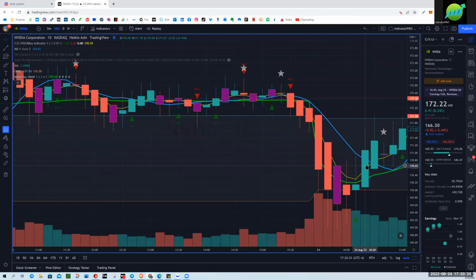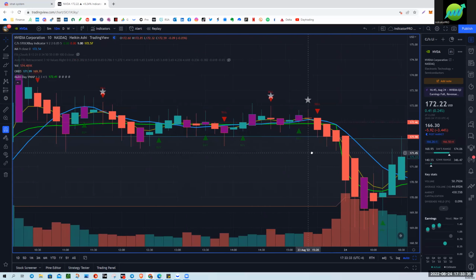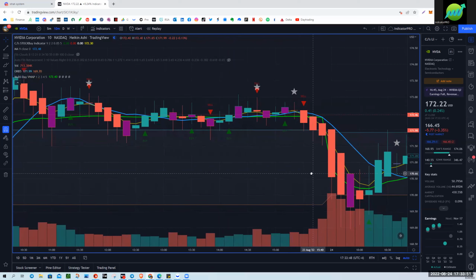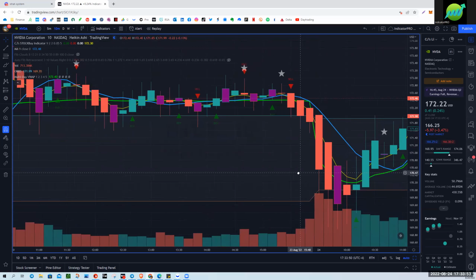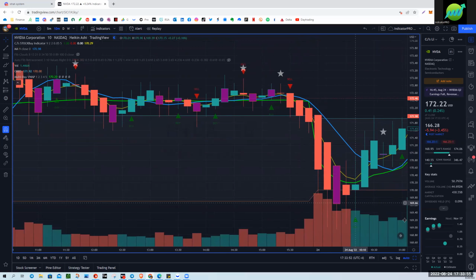Okay, now let's jump over here. Now compare this entry, which is, you know, a good entry. Okay, you have 1, 2, 3, 4, 5 confirmations that this is a good entry versus this one right here.